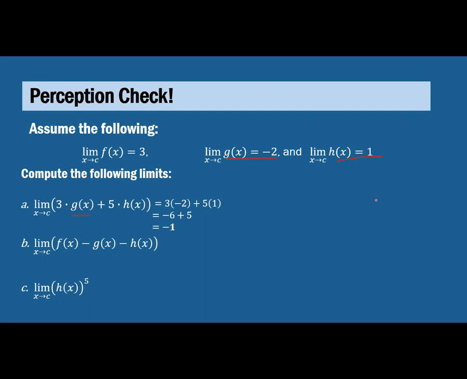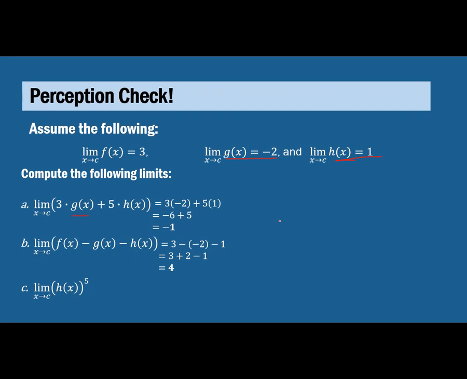Next, for letter B, we are asked to get the limit of f of x minus g of x minus h of x as x approaches c. So again, similar with what we did in letter A, we'll just substitute our limits for each function. So we'll have 3 for the limit of f of x, minus -2 for the limit of g of x, minus 1 from the limit of h of x. Simplifying this, we'll have 3 plus 2 minus 1, and the result will be 4.